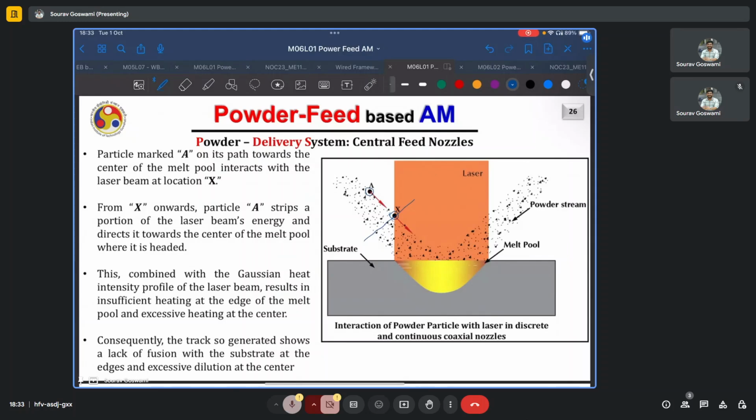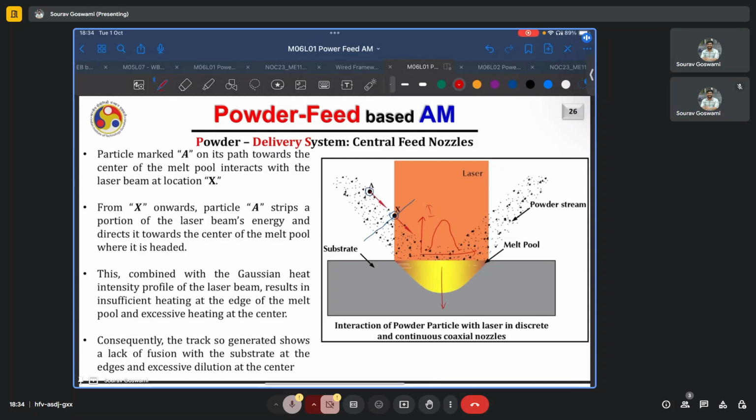Consequently, the track so generated shows a lack of fusion with the substrate at the edges and excessive dilution towards the center, as we can typically see here. So not only is the energy density higher in the center, and remember we are just looking at one cross section, if you look at the 3D space or the top view, it will decrease as we go radially outwards. Because of this high energy, already we have more energy input or more energy intensity near the center.